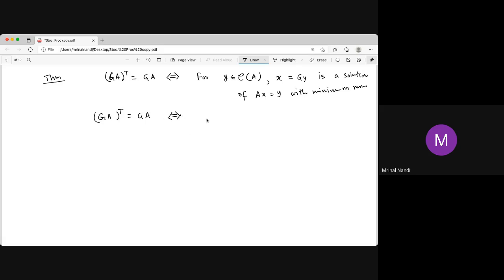So take any other G, say G dash, which is any G inverse of A, may not be minimum norm. Obviously G dash y is a solution of Ax equals y, because G dash is a G inverse. But the norm of G dash y is greater than or equal to the norm of Gy, the special G with (GA) transpose equal to GA. The extra condition is there. And this is true for all y in the column space of A, not only for a single y. So this is the sort of minimum norm.